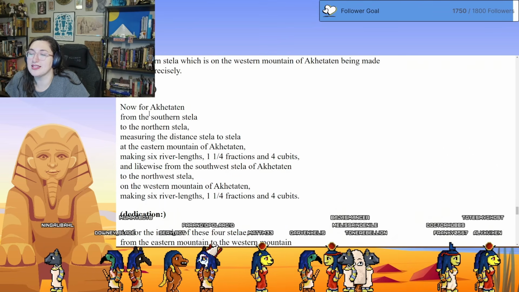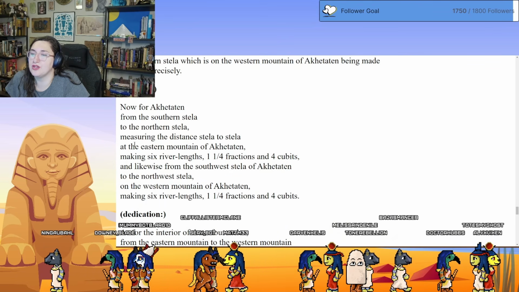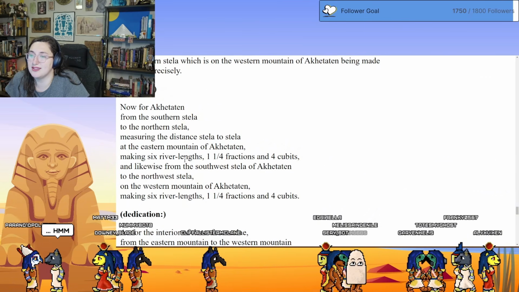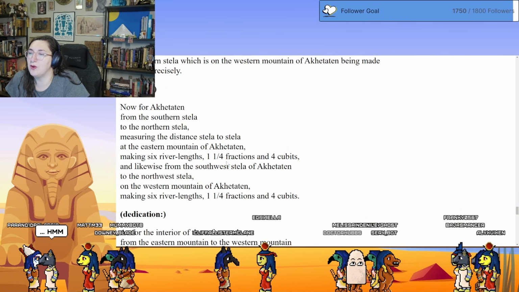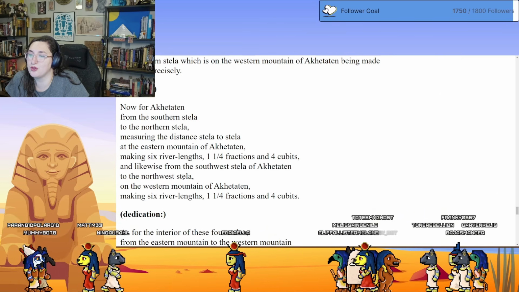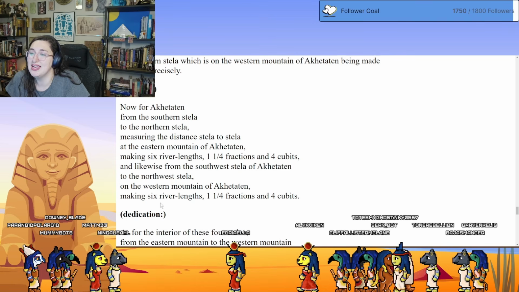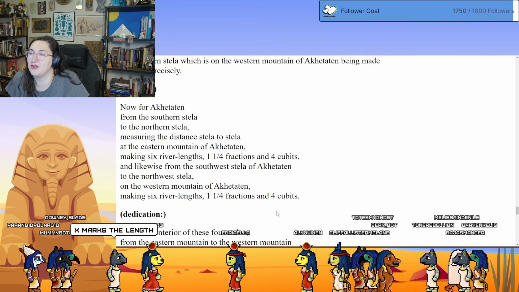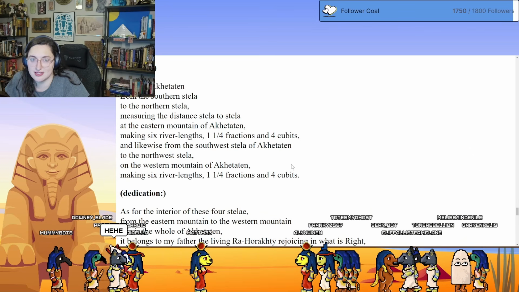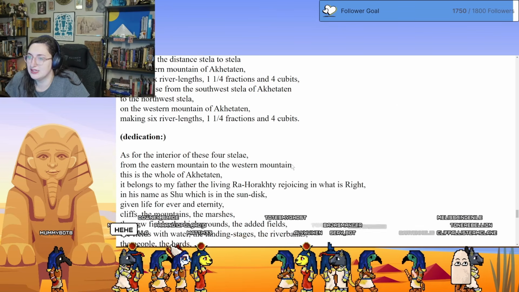Oh, and look at this. Now for Akhenaten, from the southern stela to the northern stela, measuring the distance stela to stela at the eastern mound of Akhenaten, making 6 river lengths, 1 1/4 fractions and 4 cubits, and likewise from the southwest stela of Akhenaten to the northwest stela to the western mound of Akhenaten, making 6 river lengths, 1 1/4 fraction and 4 cubits. It literally gives the exact distance between the two of them. Isn't that crazy?